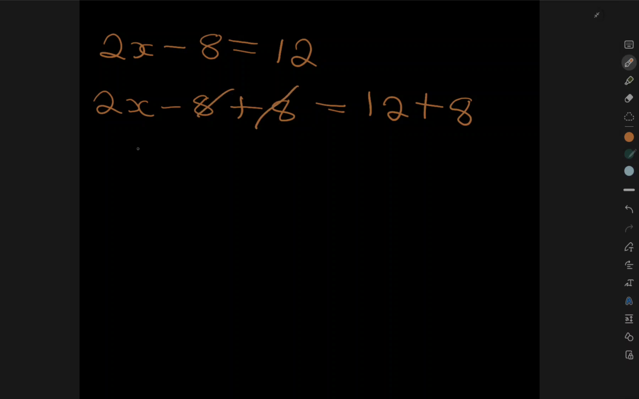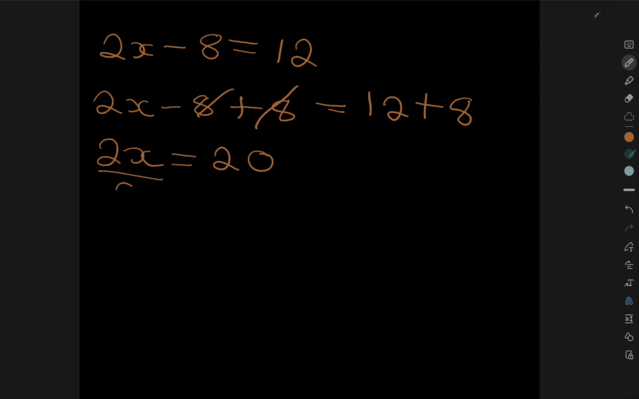So these two will cancel. Now we have 2x is equal to 12 plus 8, which will give us 20. And then from here, what do we do? We're trying to solve for x, and we have 2x. 2x, by the way, means 2 multiplied by x. So in order to get rid of the 2, we need to use the opposite operator, which is division, right?